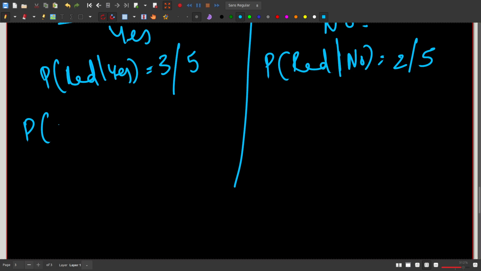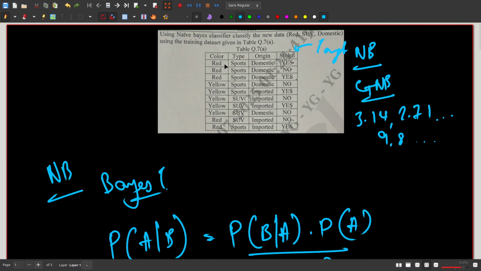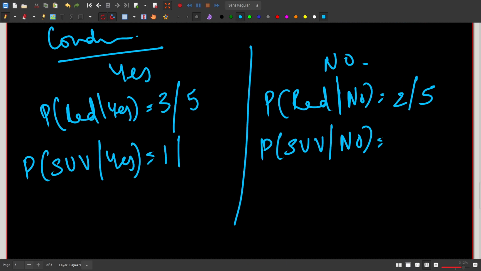So we have to find the probability of it being an SUV and being stolen, and then we have to find the probability of it being an SUV and not being stolen. Very nice. So SUV, here we go. So you have 1 SUV that was stolen, and that's it, literally. Okay, that's great, amazing work.